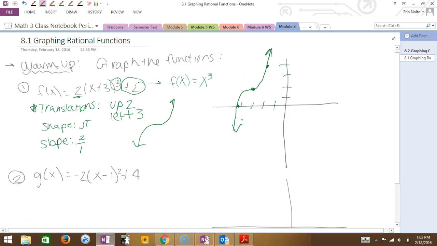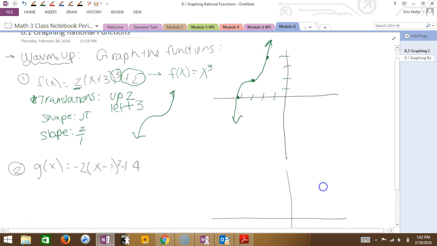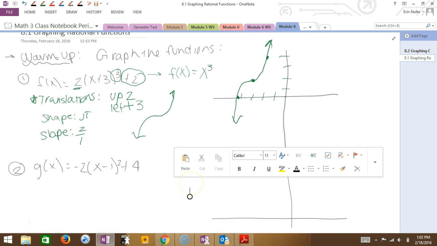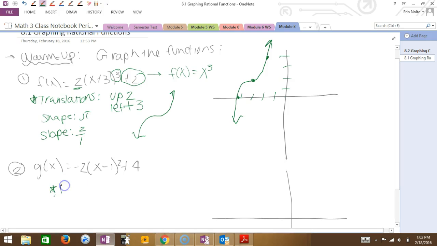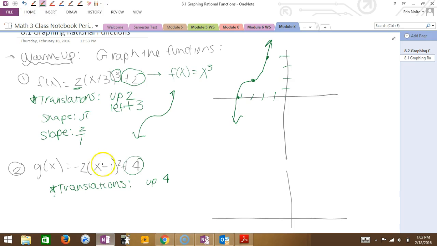JT's. Well, this next one, g of x, this is actually easier than the last one. So the very first step is writing my translations. Which are what? What does that +4 tell me? Yep. So up 4. And inside the function, this tells me right 1. Because if it's -1, we go right 1.